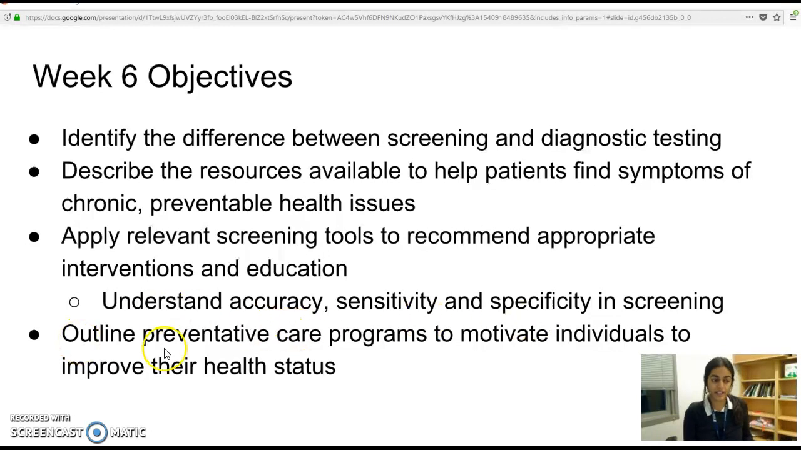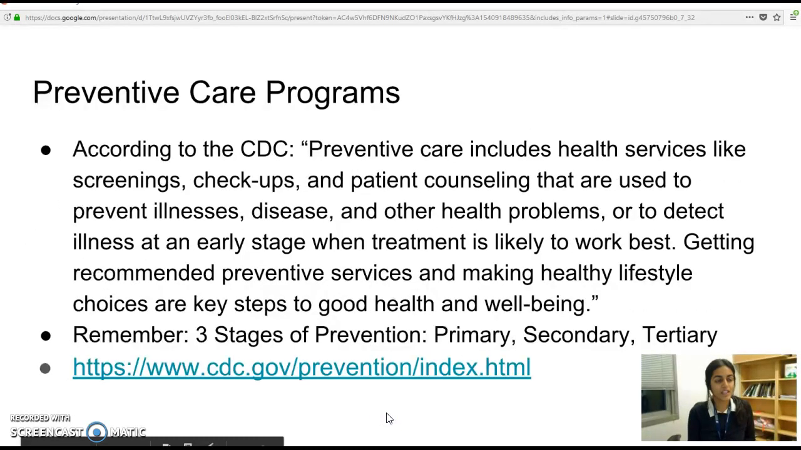And then finally, outline preventive care programs to motivate individuals to improve their health status. And the article sort of touches on that about teleretinal diabetic retinopathy screening. And also we'll explore that more in our next project update, which will be next module, Module 4. I'll tell you a little bit about it at the end of this lecture, but you'll have all the details in Week 7. So let's start with preventive care programs.